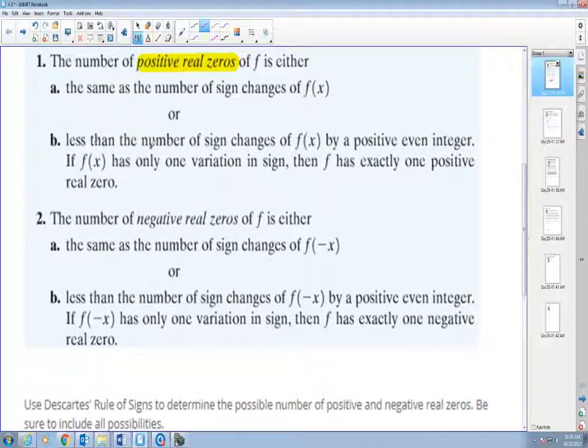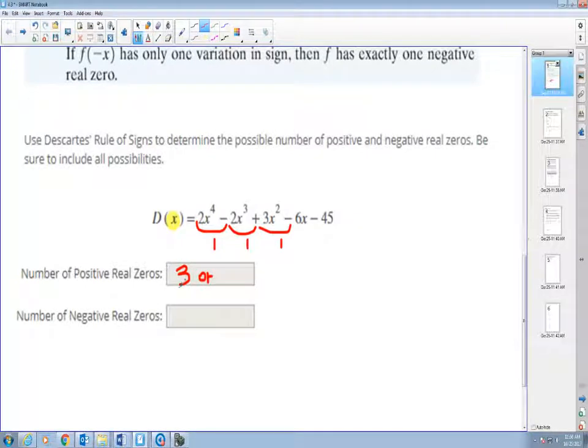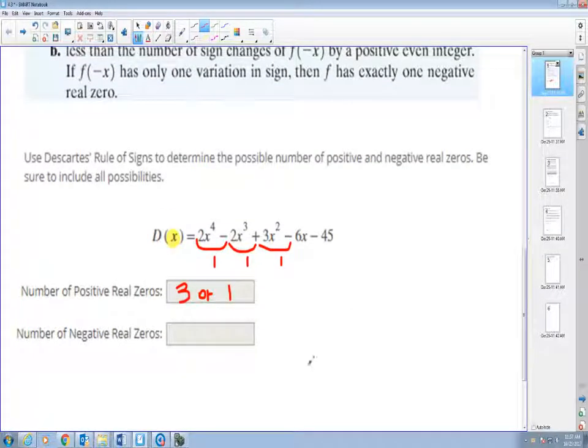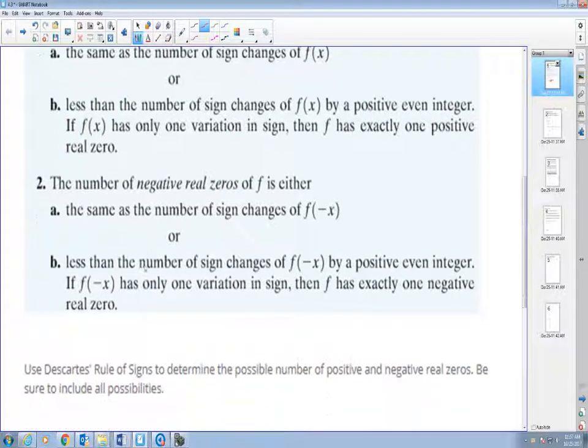Okay, count how many sign changes, or it can be less than the number of sign changes by a positive even integer. Less than 3. The only even integer less than 3 is 2. So 3 minus 2 would be 1. So that means I can either have 3 positive real zeros, or 1 positive real zero. Alright, that's for the positive one.